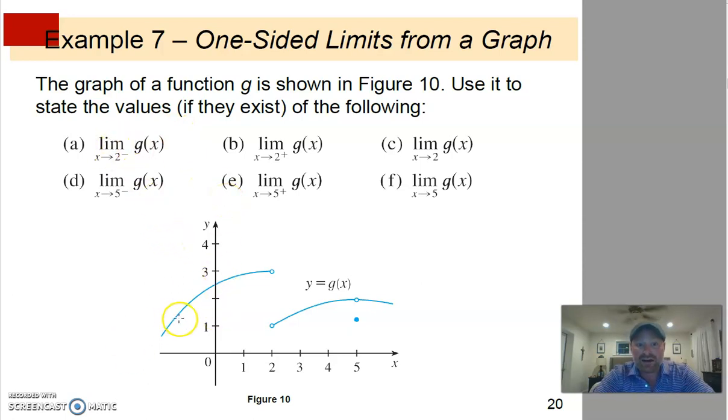As we're approaching 2, we're getting different values of f of x. Here, as we're approaching from the negative side, L equals 3, but here L equals 1. Now if we take a look at the limit of g of x as x approaches 2, we have two differing values. But notice if we take a look at 5, as we're approaching 5, we have the same values here.